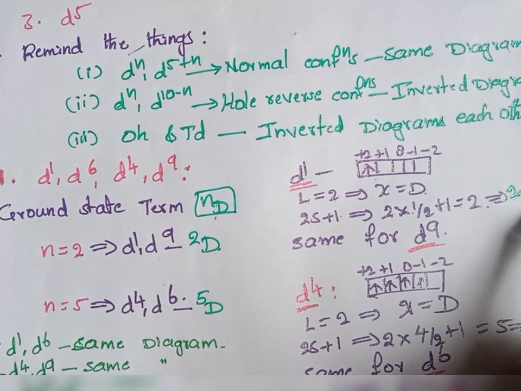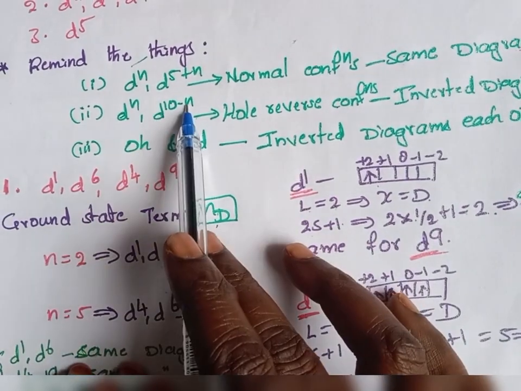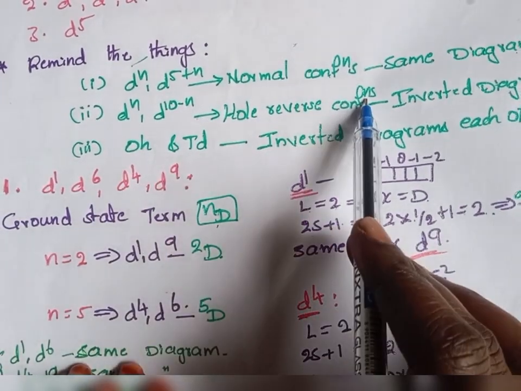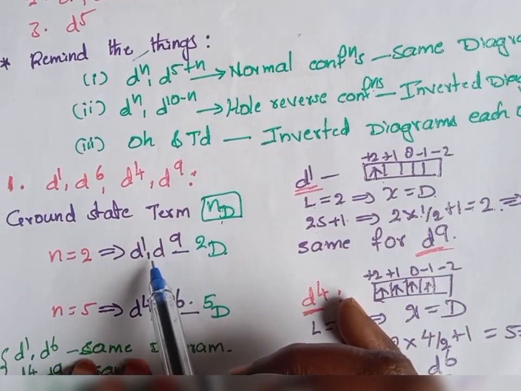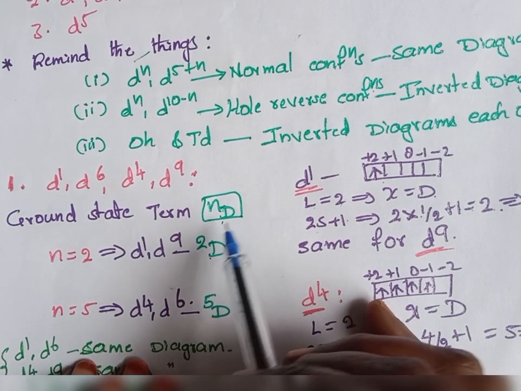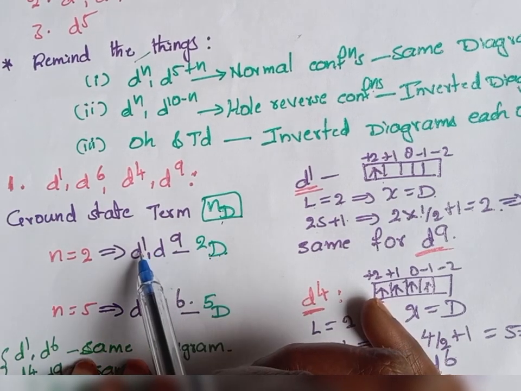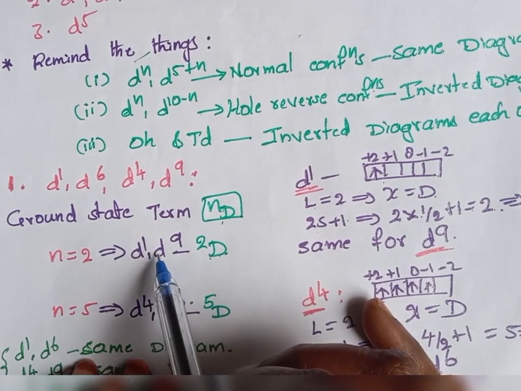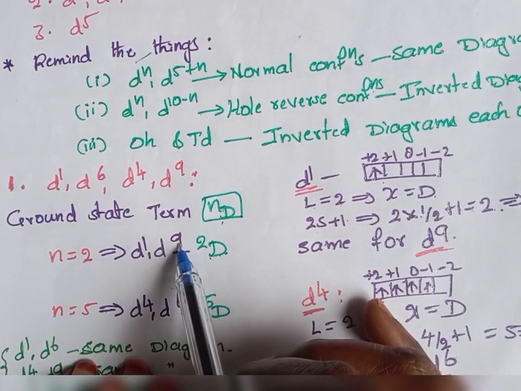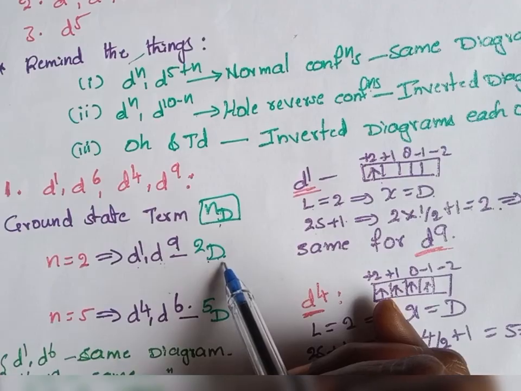So according to the whole formalism, dn and d10-n configurations are whole reverse configurations, and they have the same number of microstates and the same type of term symbols, right? So for d1, the ground state term is 2D. Again, d1's whole reverse configuration, d10-n, is d9, right? So d1 and d9 will have the same type of term, that is 2D.